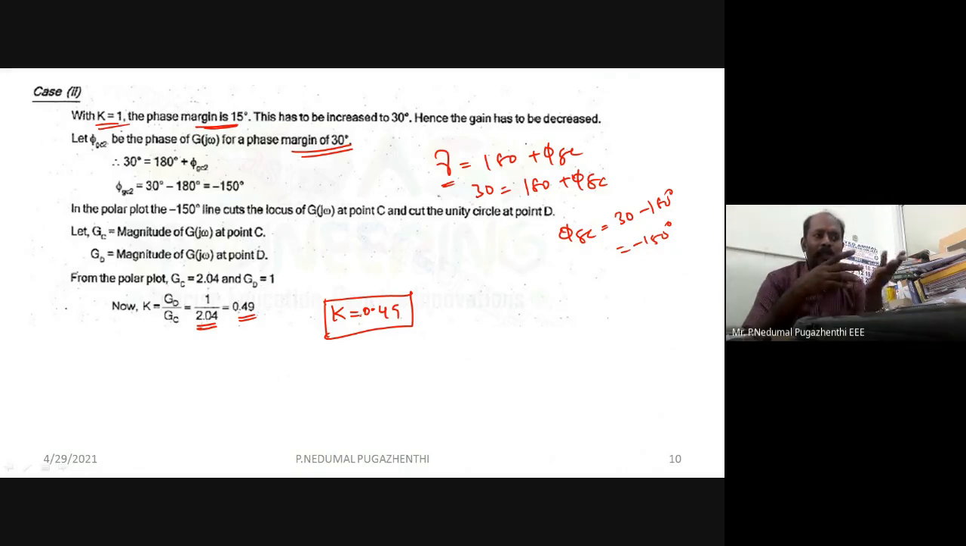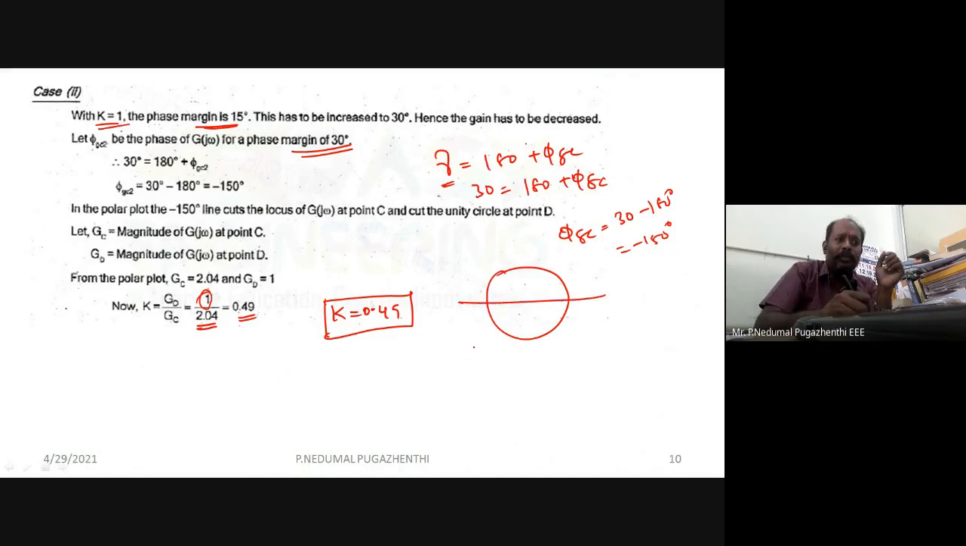The same way, this 1 divided by 2.0, why do you put 1? Because the phase margin is obtained only if your gain is 1. Because of the unit circle: if your polar plot crosses your unit circle, that is where your angle lies, and that angle will give you your phase margin. Gamma is equal to 180 plus phi GC.